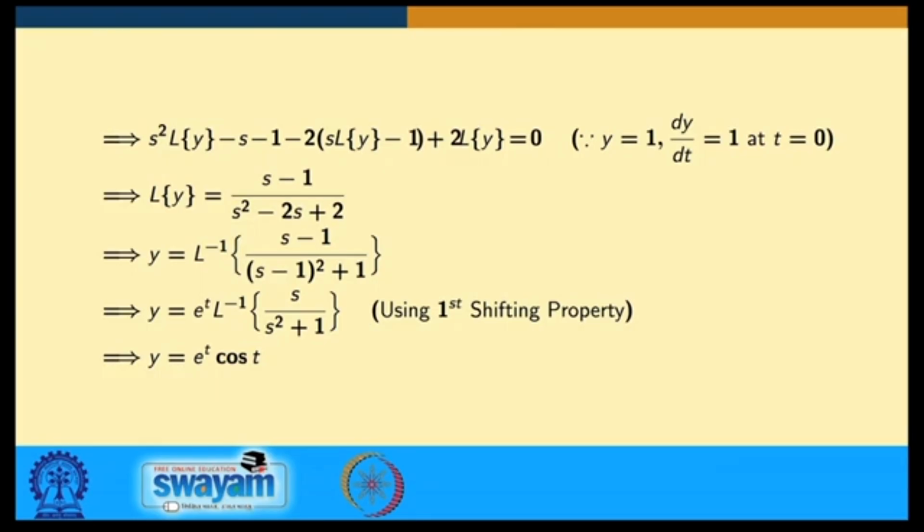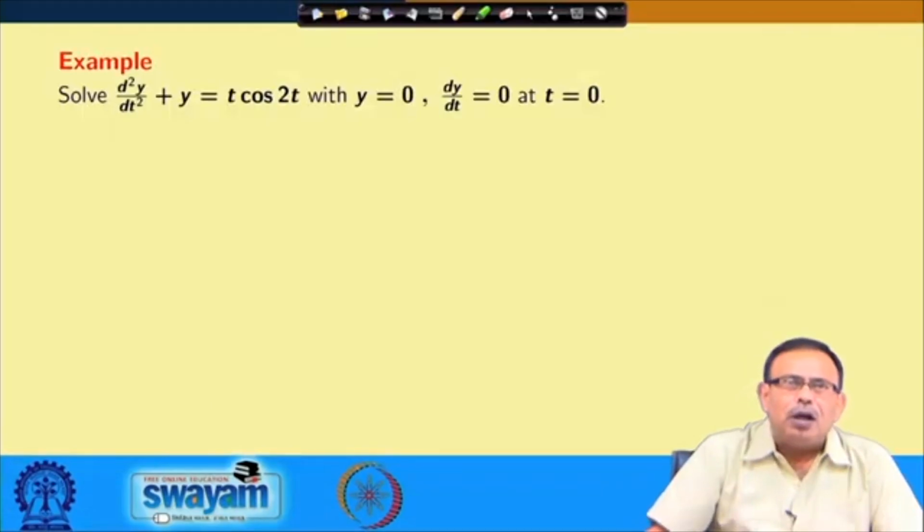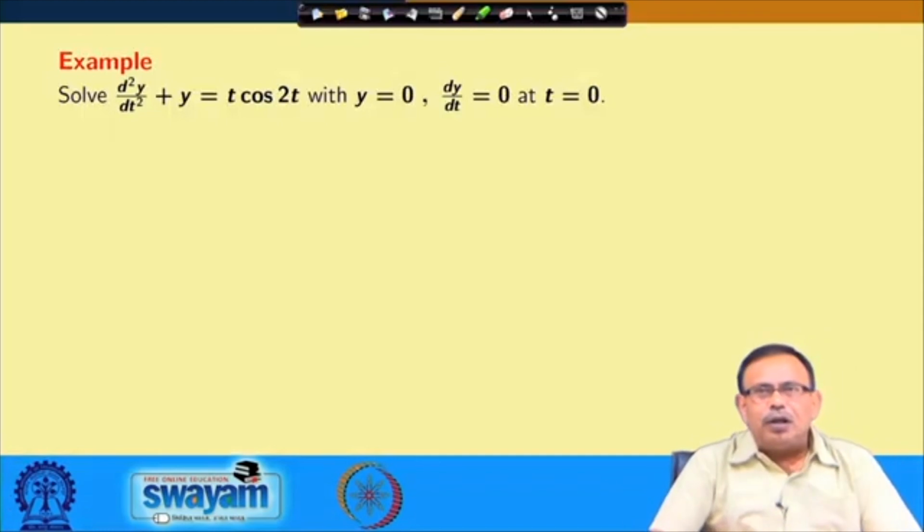So, using the first shifting property as I was telling, I can write it as e power t into Laplace inverse of s by s square plus 1, and from here I am getting the solution as e power t into cos t. I am obtaining the solution. Now, in the earlier problem if you see the right hand side you had the value 0. Now, I am taking another function where I am writing d2y dt square plus y equals t cos 2t with y equals 0, dy dt equals 0 at t equals 0.